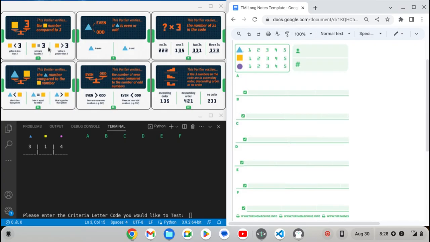So criteria card A will look at our middle digit, the square digit, and compare it to the number 3. So should the value of square be less than 3? Should it be equal to 3? Or should it be greater than 3?